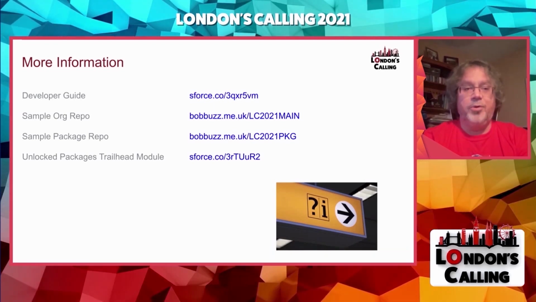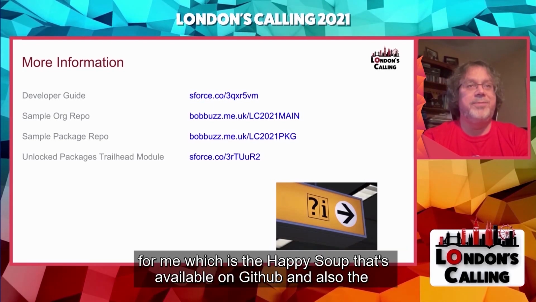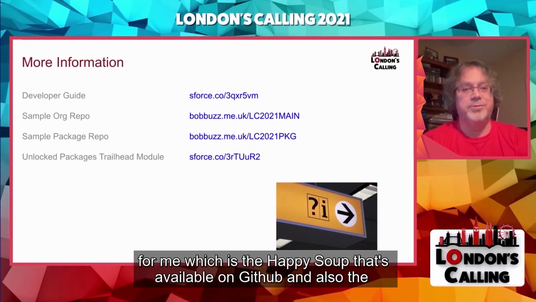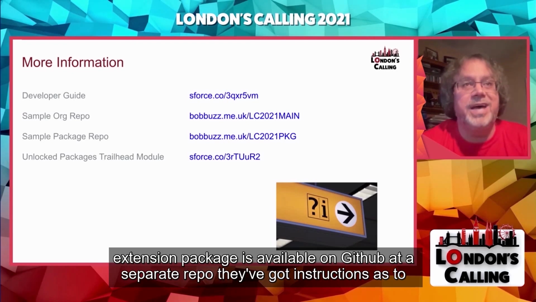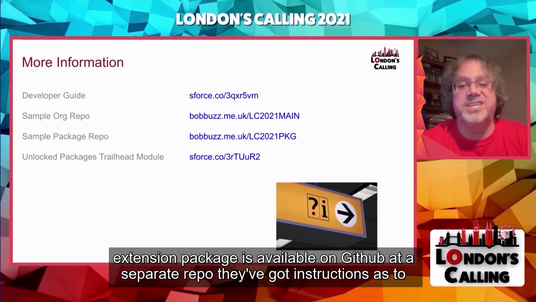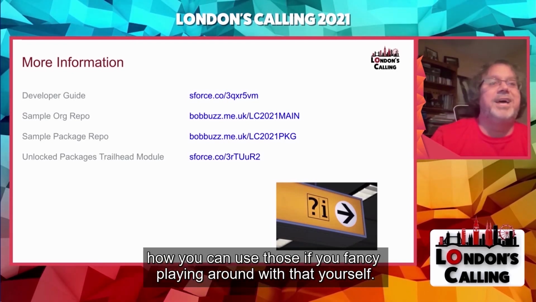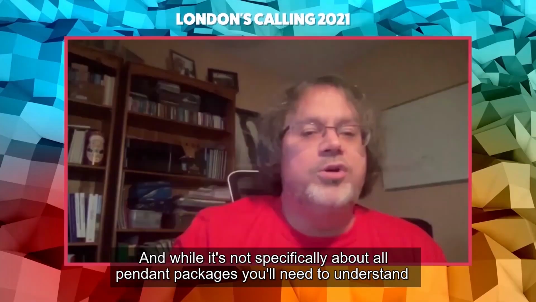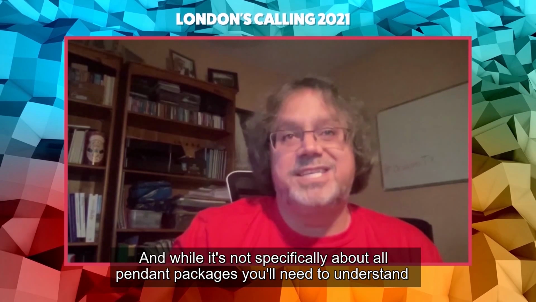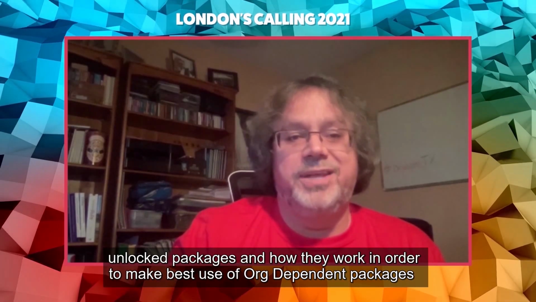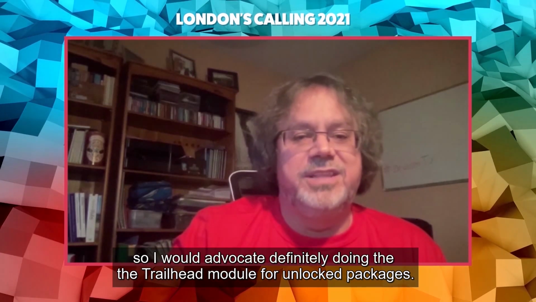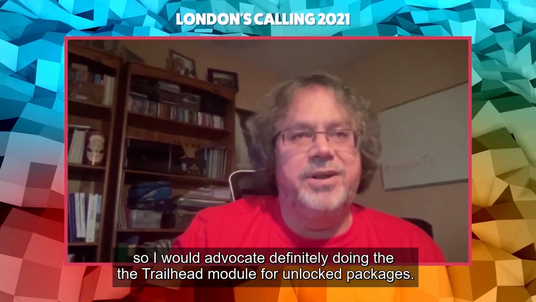The sample org from the sample org repo for me, which is the happy soup, is available on GitHub, and also the extension package is available on GitHub at a separate repo. They've got instructions as to how you can use those if you fancy playing around with that yourself. And while it's not specifically about org-dependent packages, you'll need to understand unlocked packages and how they work in order to make best use of org-dependent packages. So I would advocate definitely doing the Trailhead module for unlocked packages.